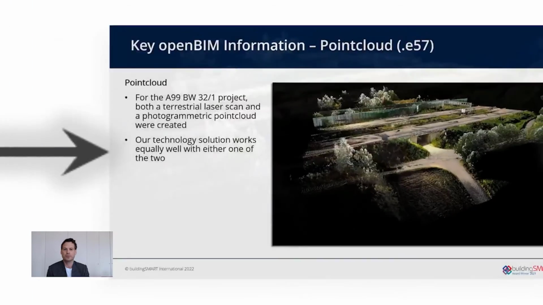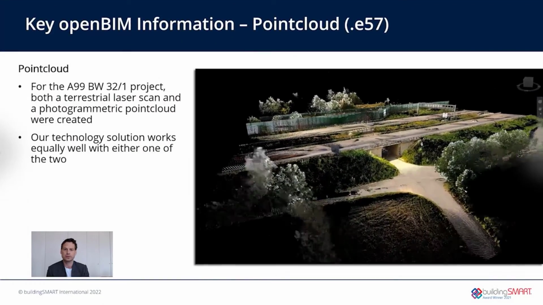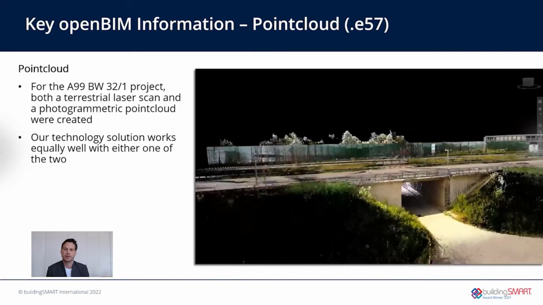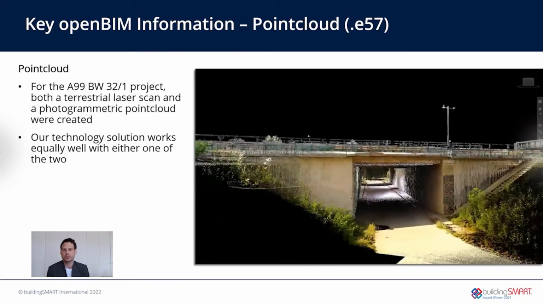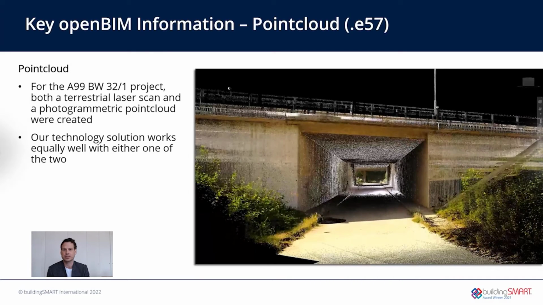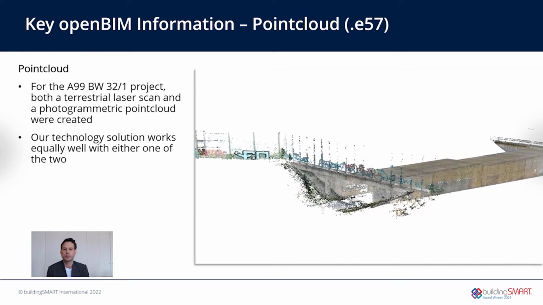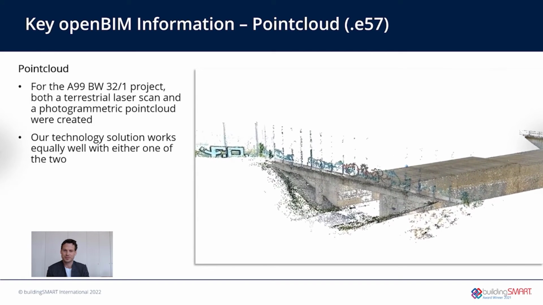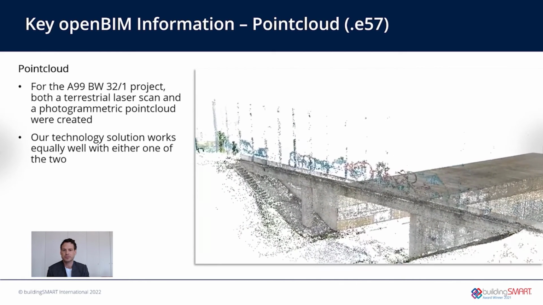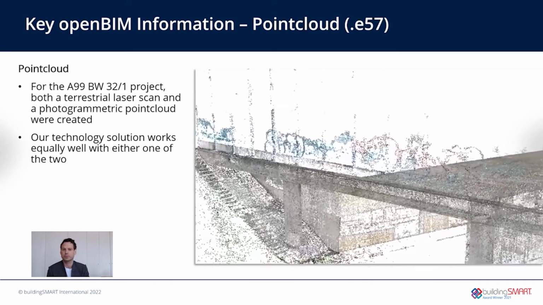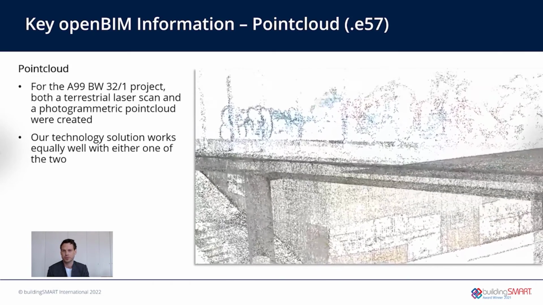For the A99 project, we actually also had a terrestrial laser scan to assist us. But in this case, it was only because the Autobahn GmbH required a much larger site to be scanned than just the bridge itself, and therefore it was quicker to scan such a large area with a laser scanner. However, we also had the photogrammetric point cloud from the StructInspect Advanced Inspection Services, and this would have performed equally well for the purposes described in this process.